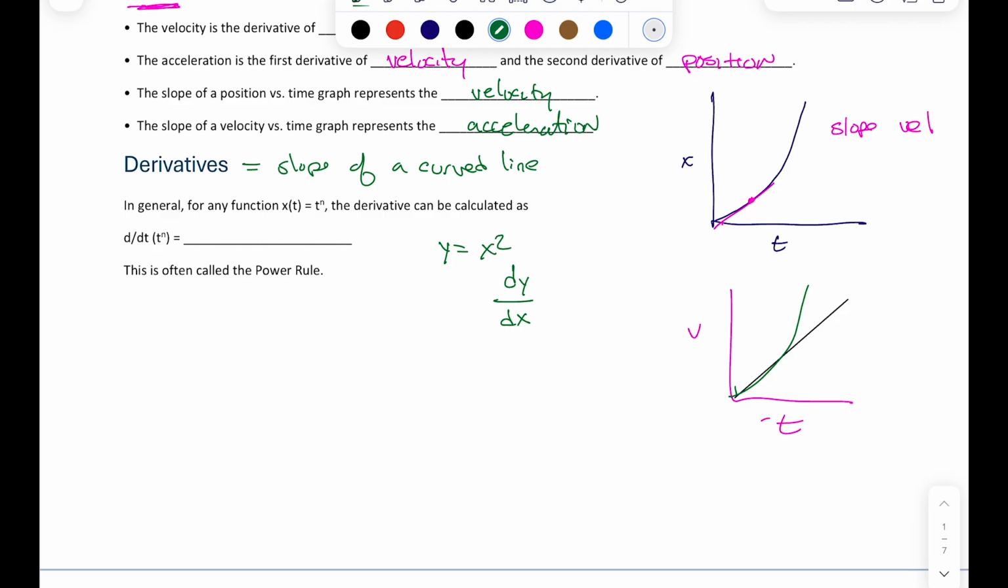Now, it's a very simple little thing. This is called the power rule. d dt of t to the power n equals n times t to the power n minus 1.